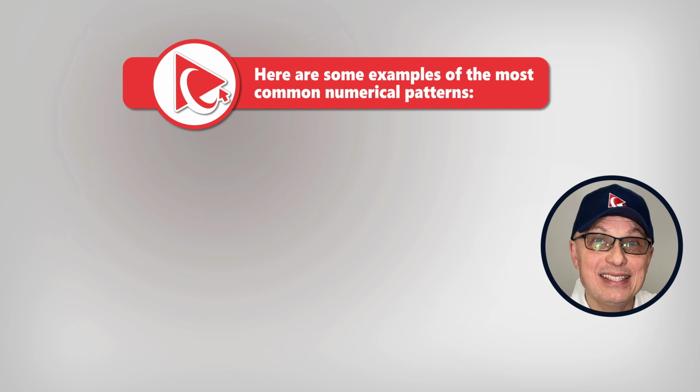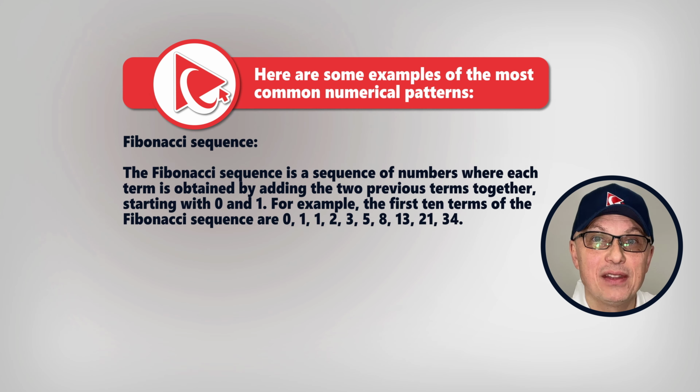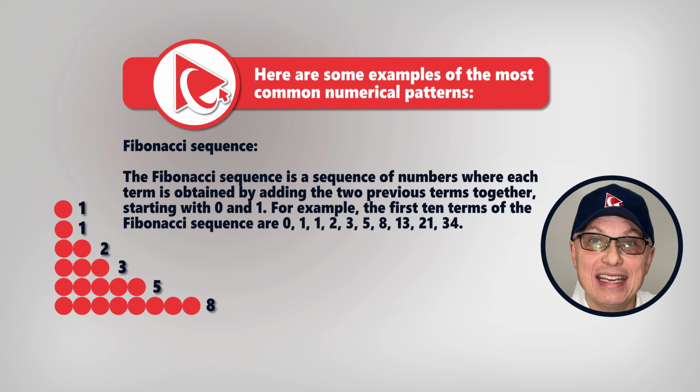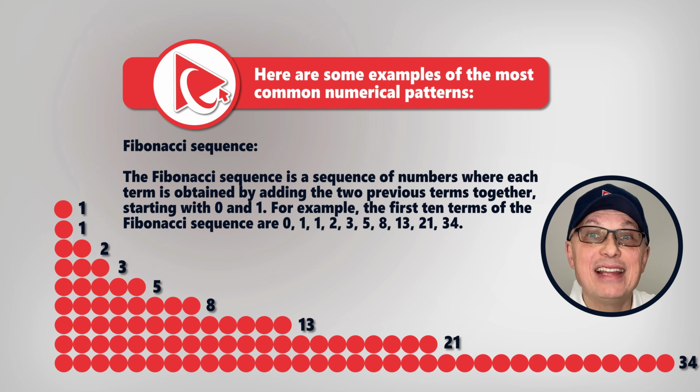And last but not least on my list is the Fibonacci sequence. The Fibonacci sequence is a sequence of numbers where each term is obtained by adding the two previous terms together, starting with 0. For example, the first 10 terms in the Fibonacci sequence would be 0, 1, 1, 2, 3, 5, 8, 13, 21, and 34.